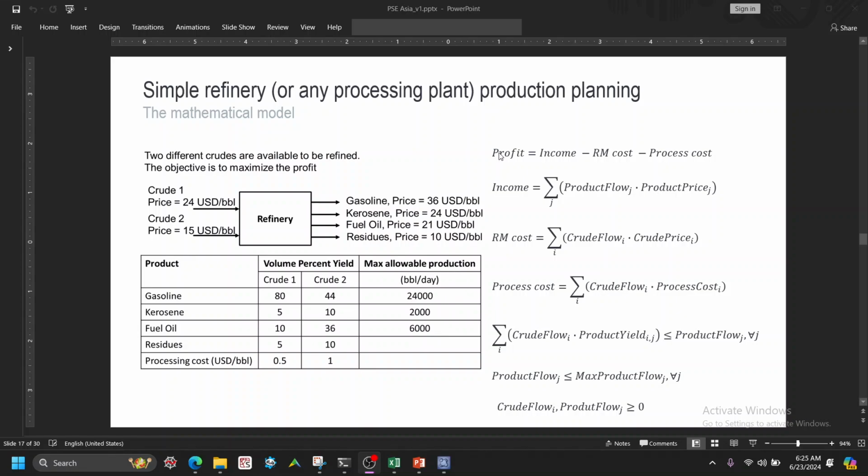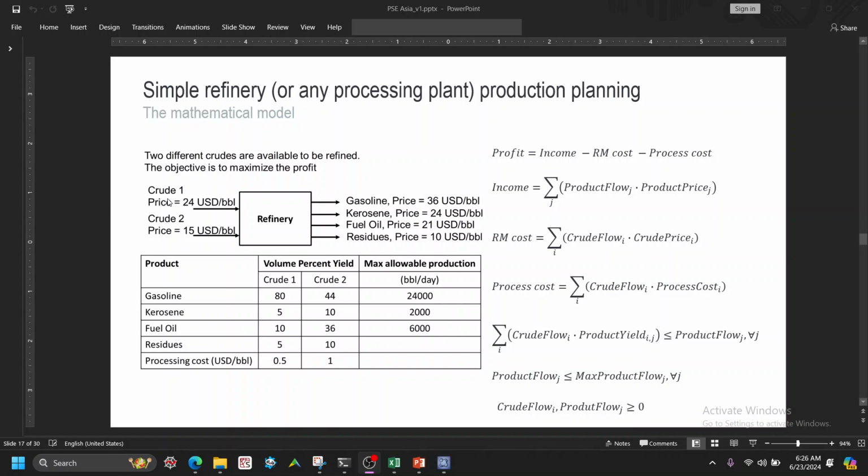So the objective function is obviously to maximize the profit, which means we calculate the income, or revenue, minus the raw material cost, and then minus the processing cost. The income, as you know, is just the flow rate of the products multiplied by the product price, and then you sum all of them. And then the raw material cost is on the opposite side.